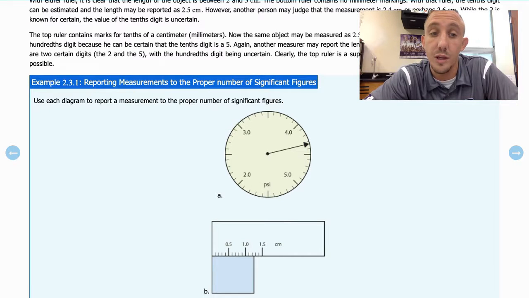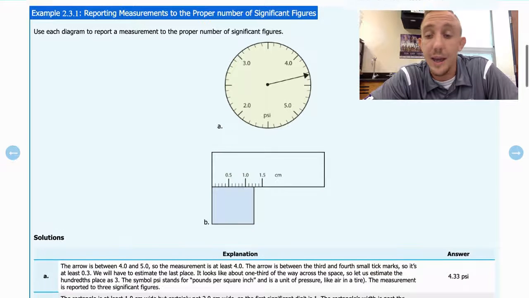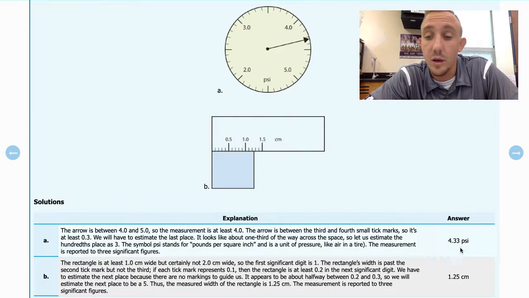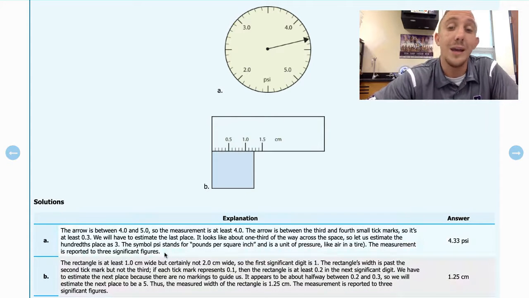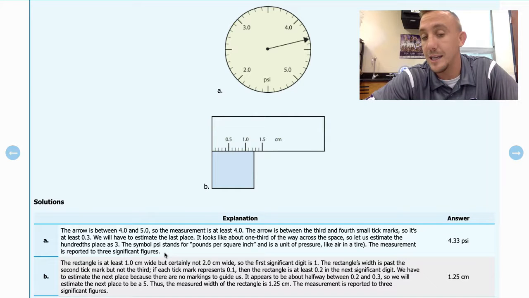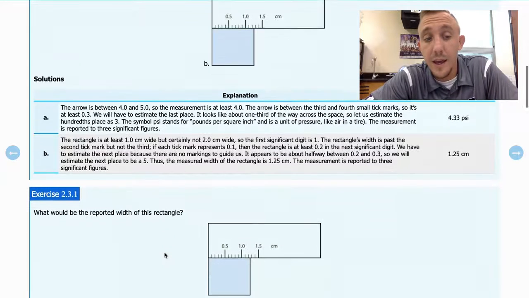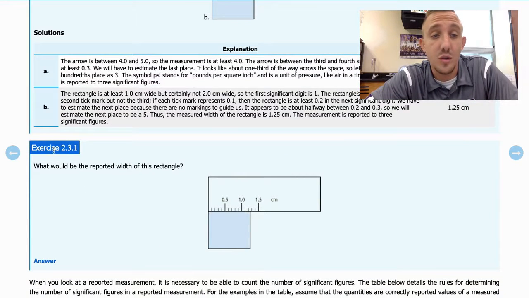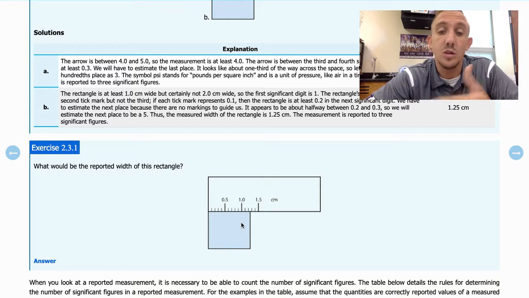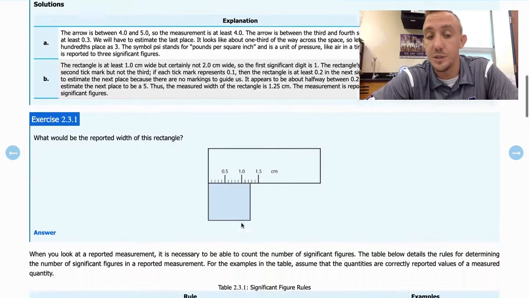So if you don't want to know the answers right now, pause this video. Okay. If not, the answers are right here. So it'll go ahead and tell you why it gave you these certain and uncertain digits. And then what I want you to do is go ahead and try exercise 2.31. And then if you need the answer, go ahead and click answer down here, and it'll help you estimate how to know your certain versus uncertain digits.